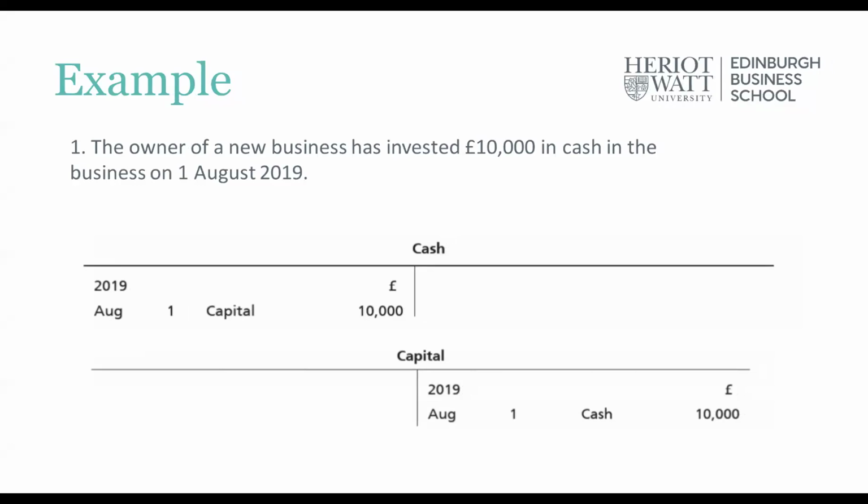The owner of a business has invested 10,000 in cash in the business on 1st August 2019. So the owner of the business is investing cash. The question is, what is happening to the cash account? You have identified two accounts, you remember? You identified the cash account and the capital account. So when you open, for example, the cash account, ask yourself, what is it that is happening to the cash account? Okay?